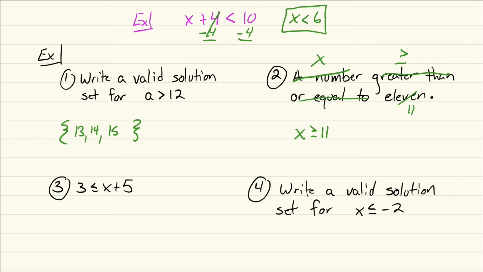All right, moving on to number 3. We have 3 is less than or equal to x plus 5. So again, when we're doing this, we don't need to do anything special. I see plus 5 in the problem, so I do the opposite, which is minus 5 from both sides. Cross out the 5s. 3 minus 5 is negative 2. And we say negative 2 is less than or equal to x.